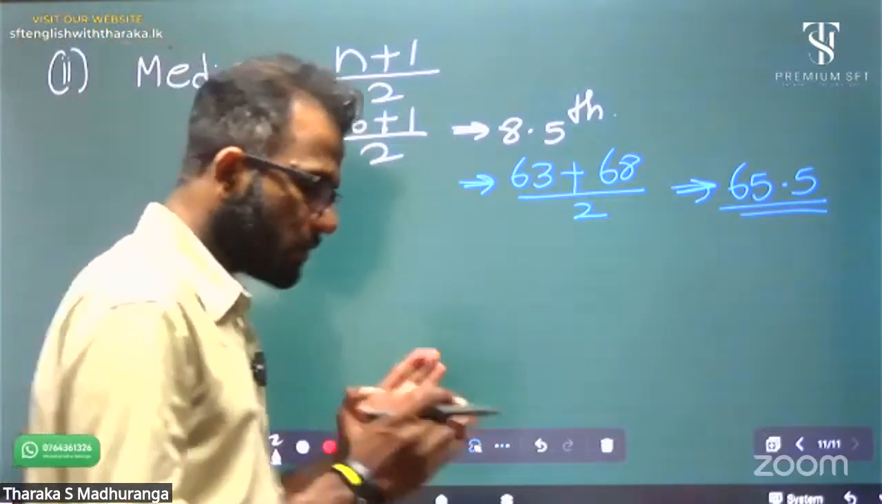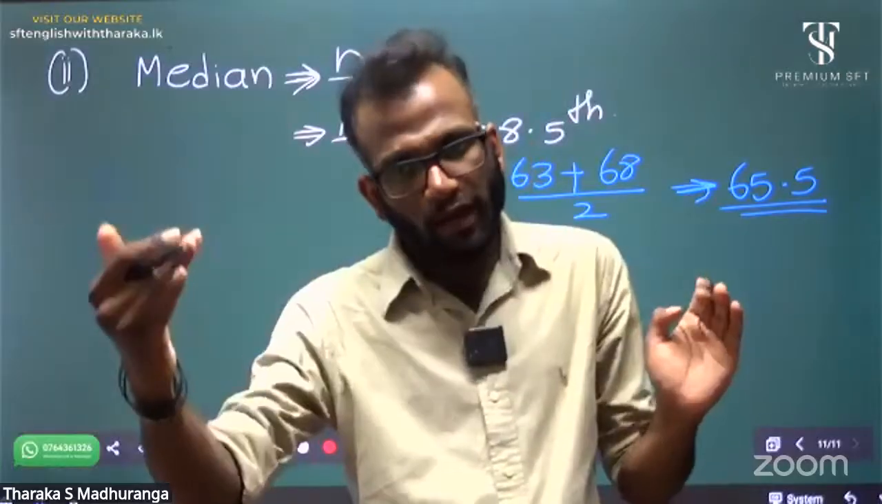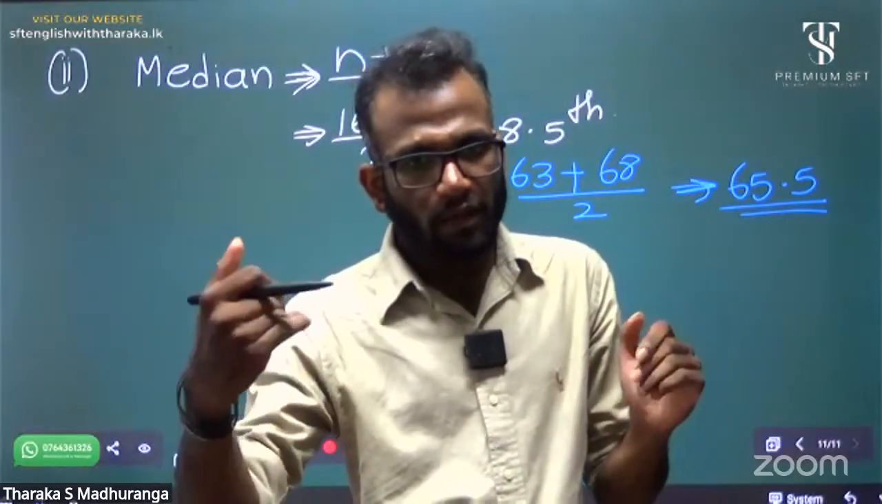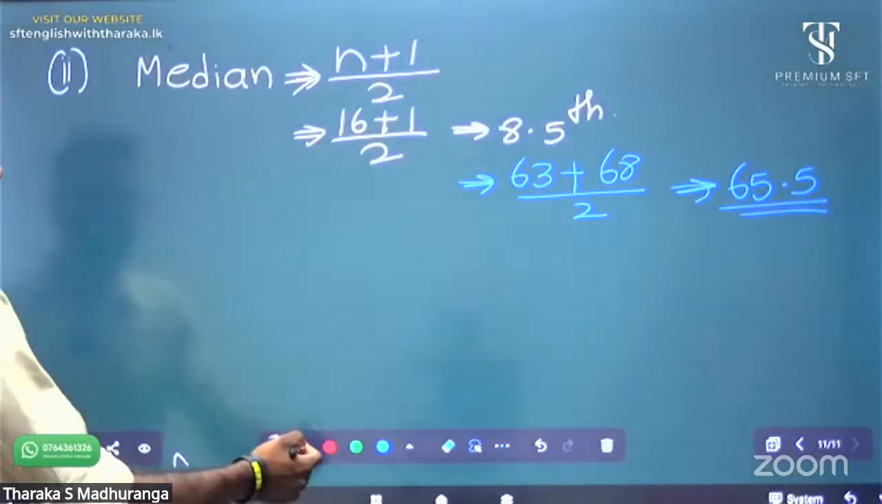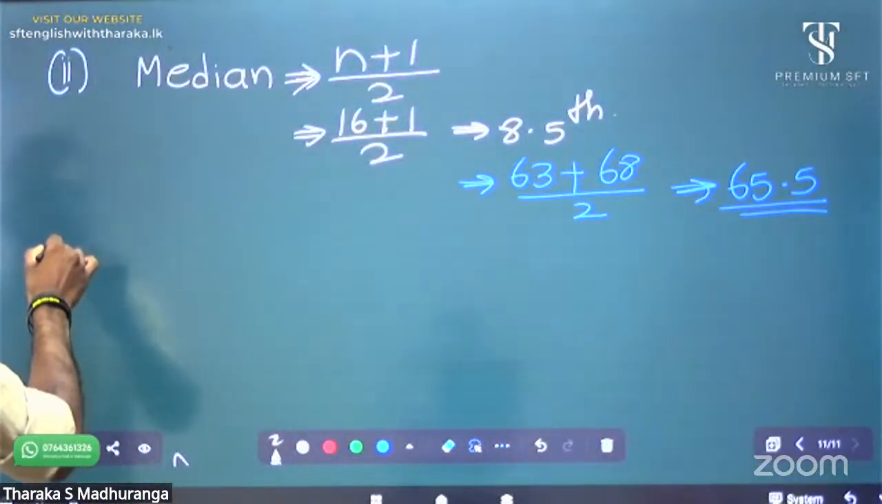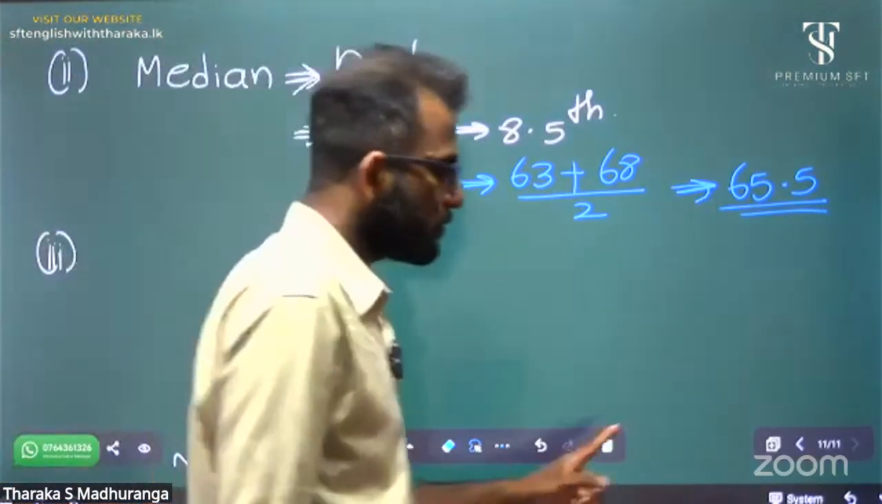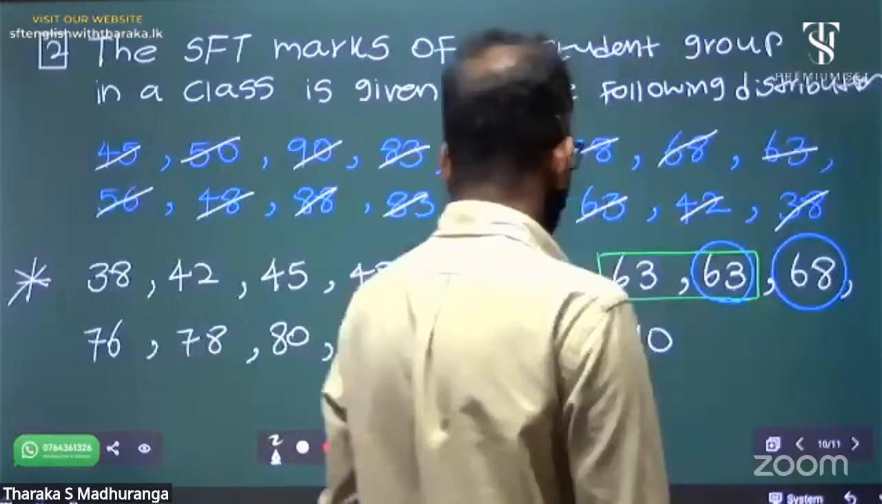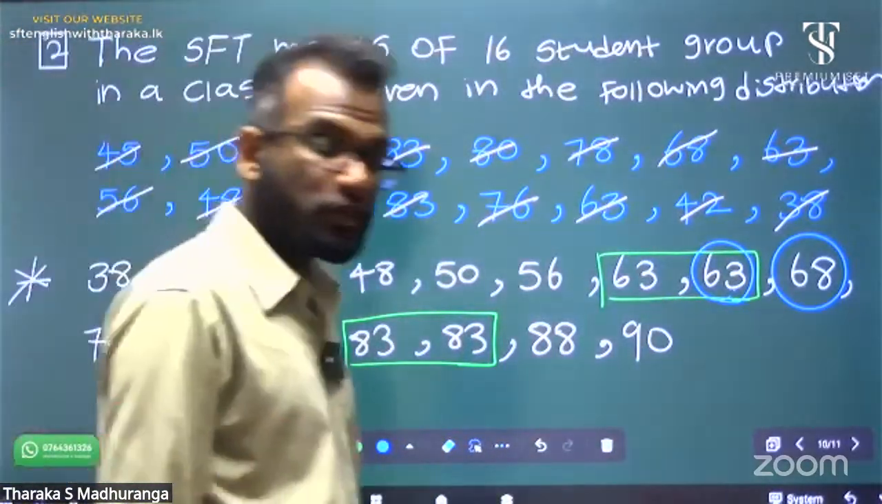How to get the 8.5 value? The mid value between the 8th value and the 9th value. Okay. Third one. What's the question? Third one.